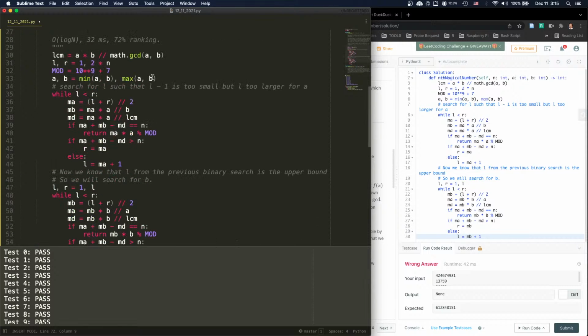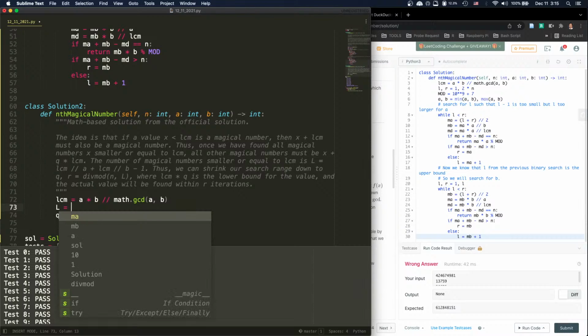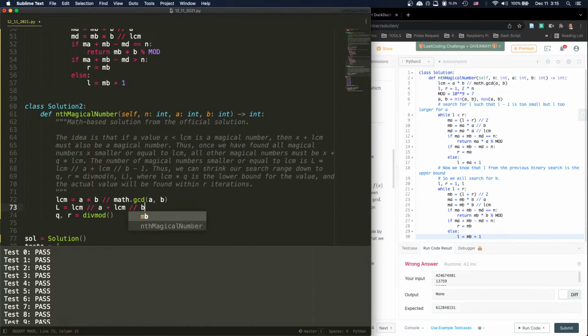So I'm going to do LCM. Right, and so Q, R equals divmod. I'm going to do L equals LCM divided by A plus LCM divided by B minus 1, right, and this is going to be N divided by L. Another quotient, and we know that. So then what? Then it's just merging the two, right? And just merging the two, and basically counting as well.